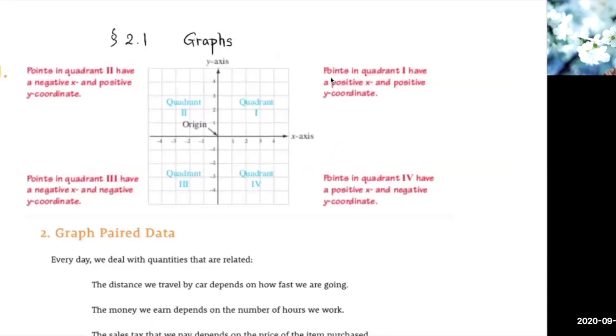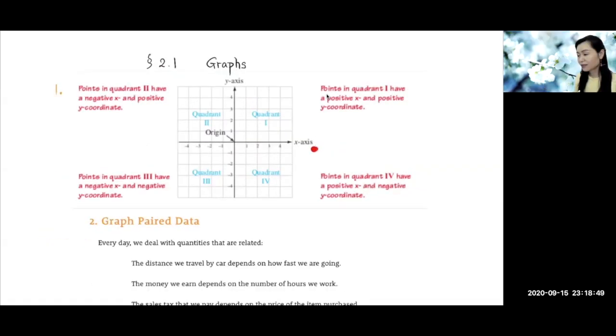Hi everyone, today we're going to start chapter 2. First, we're going to start with 2.1 graphs. So 2.1 graphs. This is called a rectangular coordinate system.